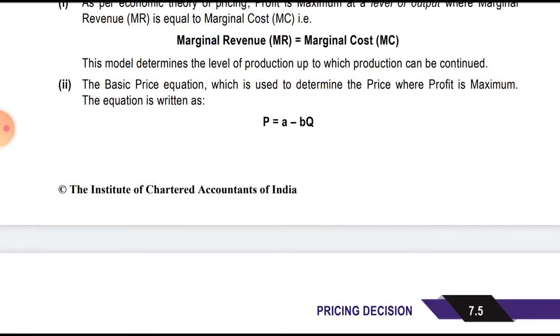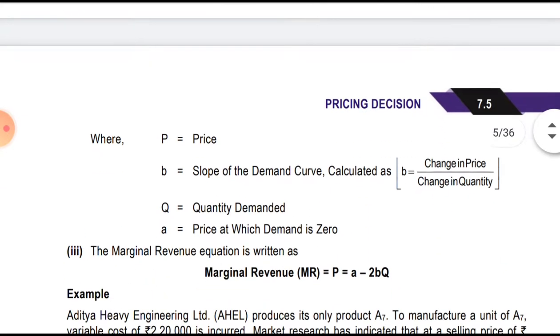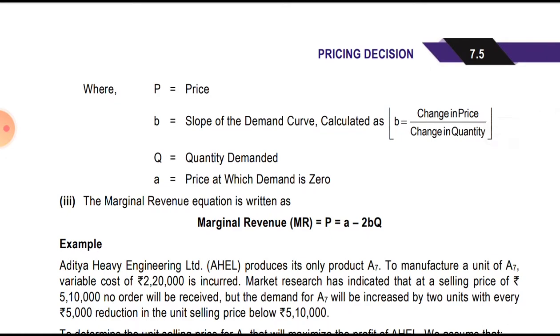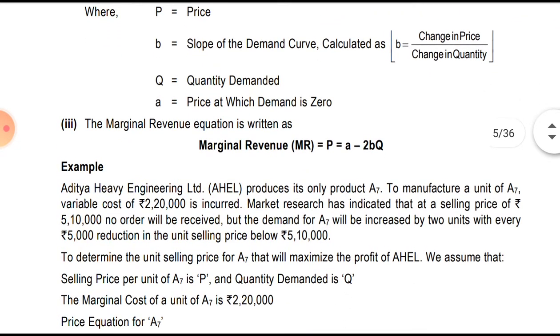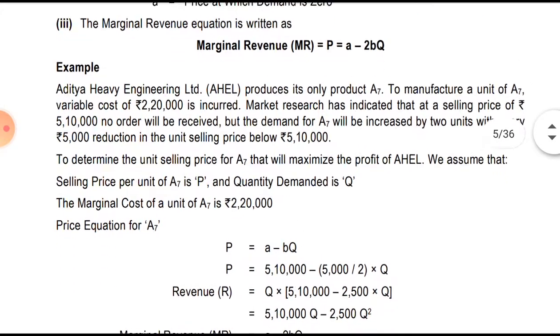P, that is the price, is equal to A minus BQ. Now P is price, B is the slope of the demand curve, calculated as change in price divided by change in quantity. Q is the quantity demanded, A is the price at which the quantity is 0, and MR is equal to A minus 2BQ. Okay, now let's start with the example.